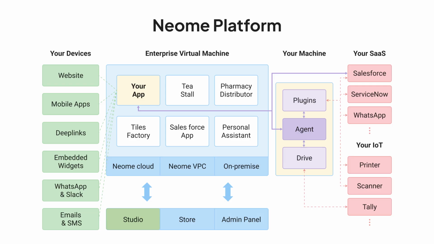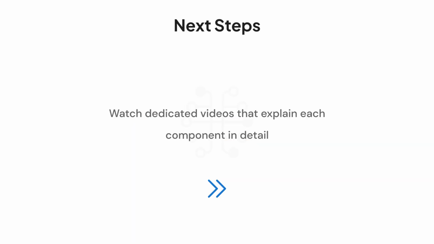Studio: build, debug, and customize apps and workflows effortlessly. Store: access and reuse pre-built enterprise apps. Enterprise virtual machine: host your app on Neome Platform. Watch dedicated videos that explain each component in detail.